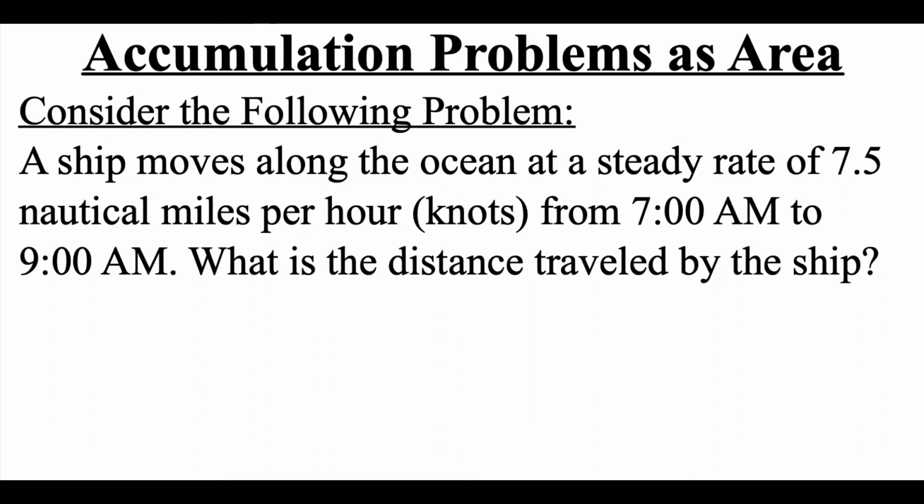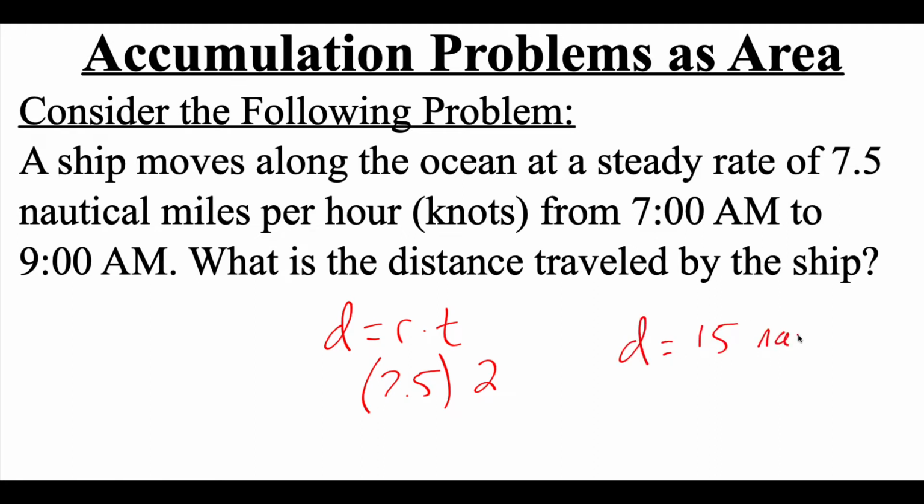Now, because we're looking at the distance traveled, we can use the formula distance equals rate times time. We know that our rate is 7.5 nautical miles per hour, so I'm going to fill that in for the R value. And our time, well, we were going from 7 a.m. to 9 a.m., so that's 2 hours. So if we multiply these together, then we can say that our distance covered is 15 nautical miles.